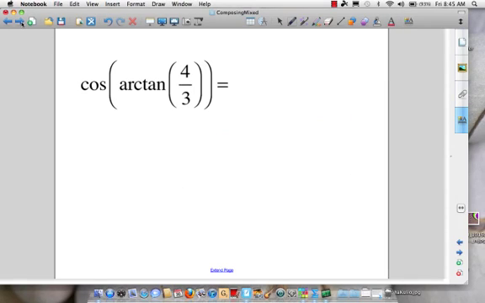Now we're going to look at what I'm calling mixing and matching, because you'll notice in this example the outer function is cosine and the inner function isn't arc cosine, it's arc tangent. So there's more than one way to figure this out, but what your book shows and what I'm going to do is actually go back to right triangle trig, and I'm just going to draw some right triangle. I'm not worrying about being to scale here, and I'm going to mark this angle theta, and I'm going to force this angle to have a tangent of 4/3.